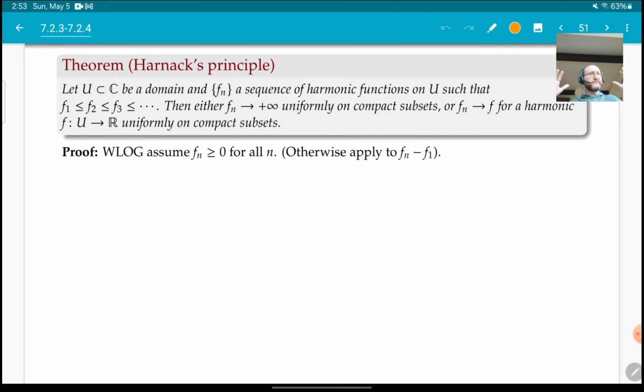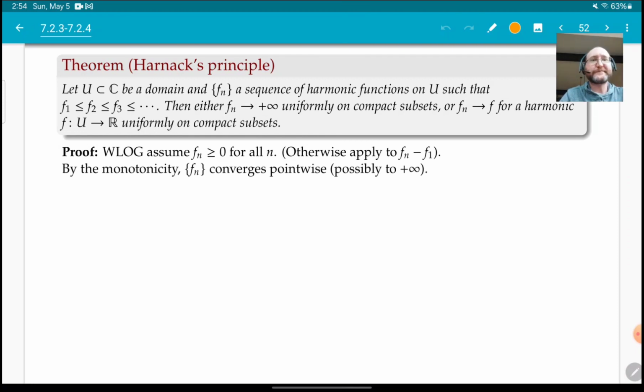All right, so first, in the proof, without loss of generality, assume f is non-negative. Why? Well, you could always just subtract F1 from all of them, and by monotonicity, you get that they're all non-negative, right? So we can assume that they're all non-negative. Now, by monotonicity, we can also assume that this converges pointwise, if we allow plus infinity. It can converge to something finite or converge to plus infinity, because at each point we're just getting a monotone sequence of real numbers, right?